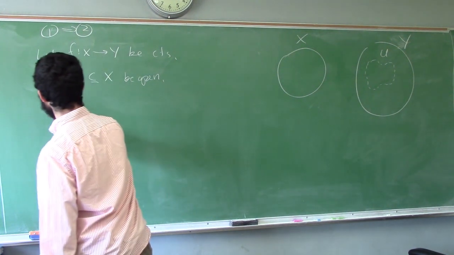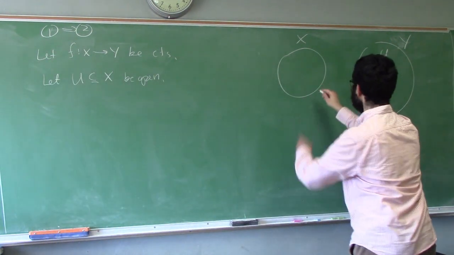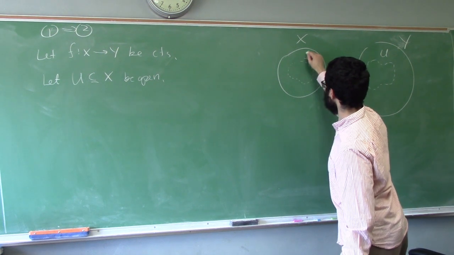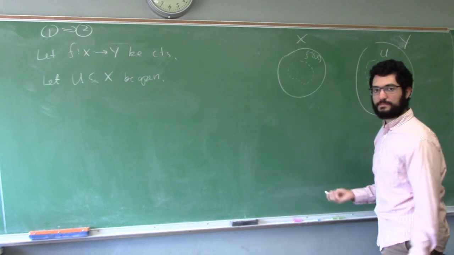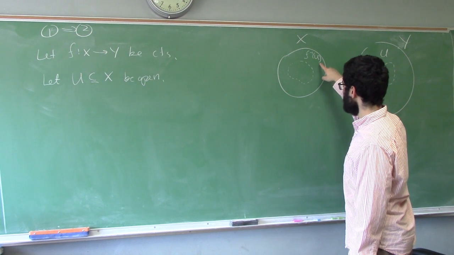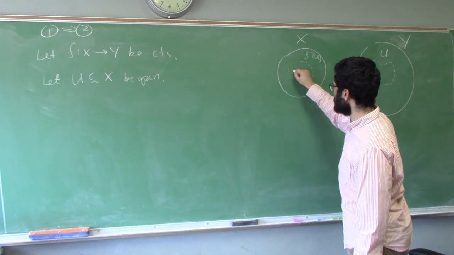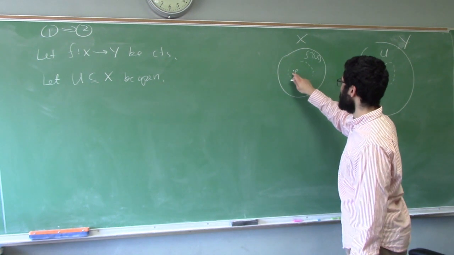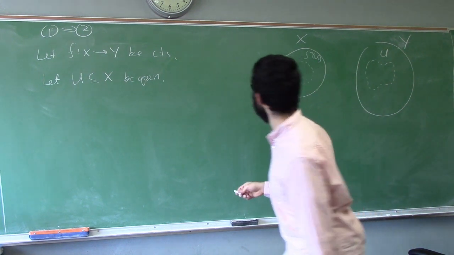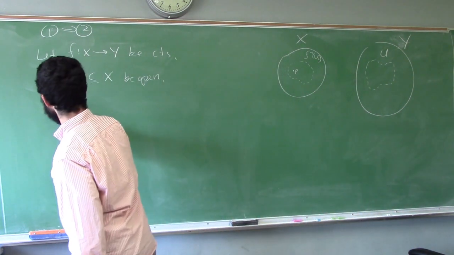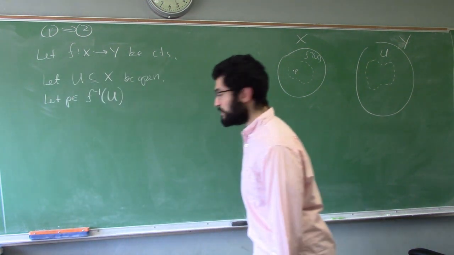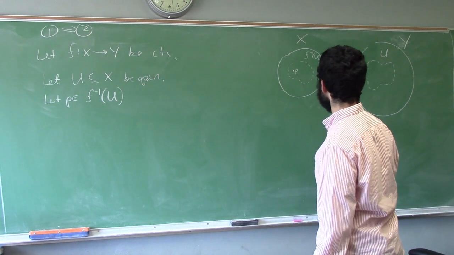Now, we want to prove that the preimage of U is open in X. The preimage of U is some other blob in X. And the definition of open says to prove that this is open, I need to prove that for every point, let's call it P, in it, there is a ball of some positive radius that's completely inside. So let P be in the preimage of U for the purpose of proving that the preimage of U is open.